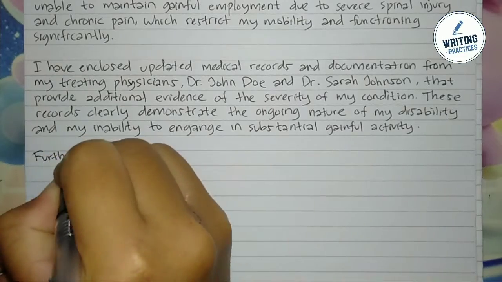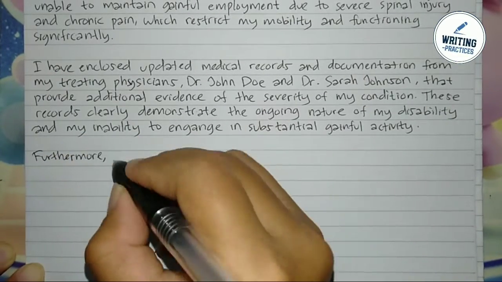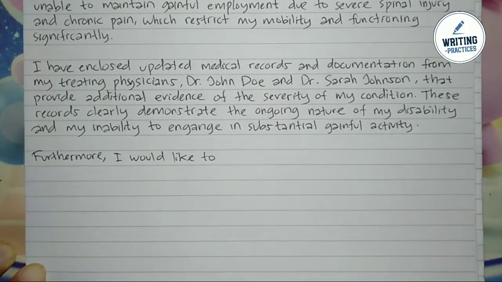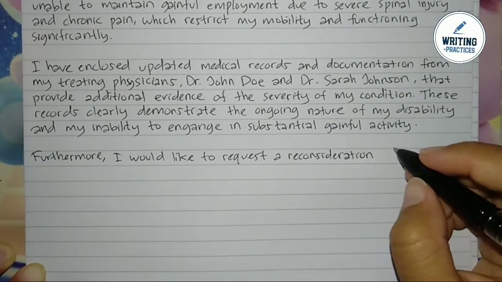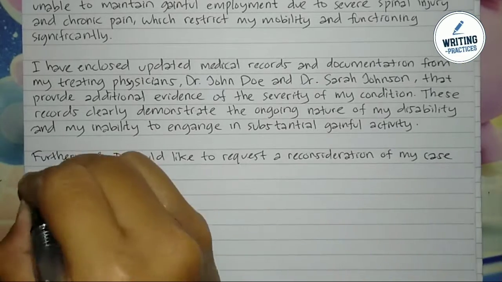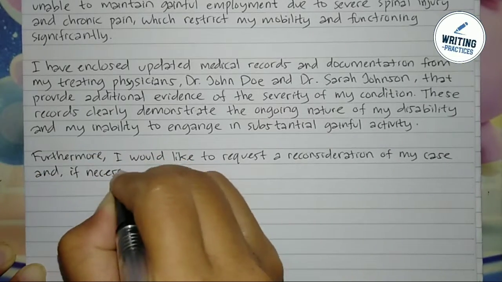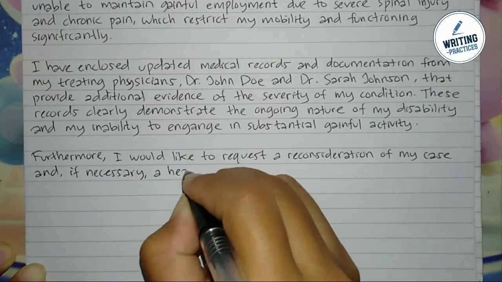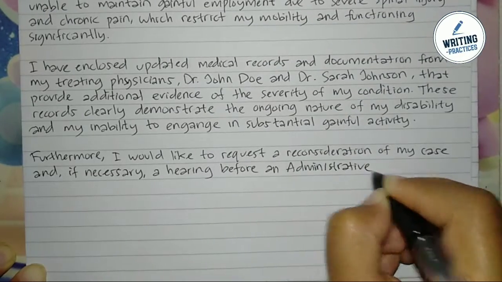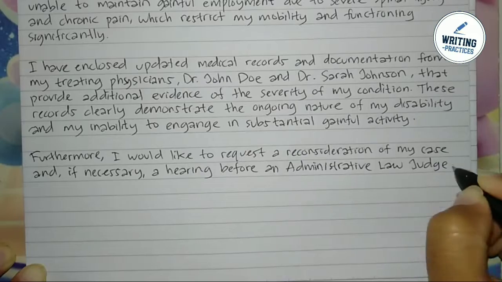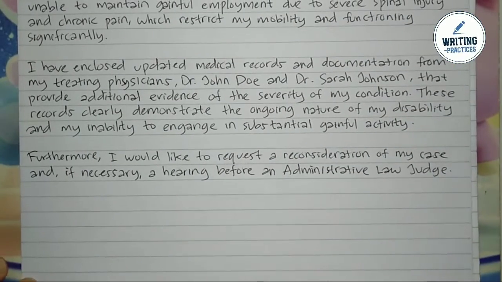In the fourth paragraph, request for reconsideration and hearing. Yes, sending the records is not enough. You must request a reconsideration of your case. And, if necessary, request a hearing before an administrative law judge. You can clearly state that you believe further review will support your claim.